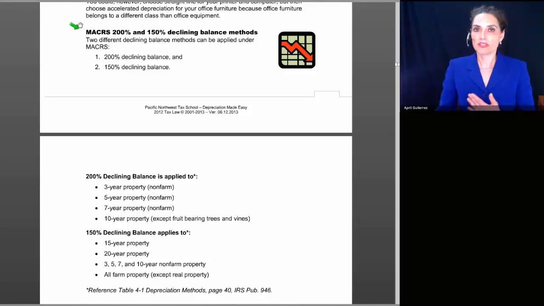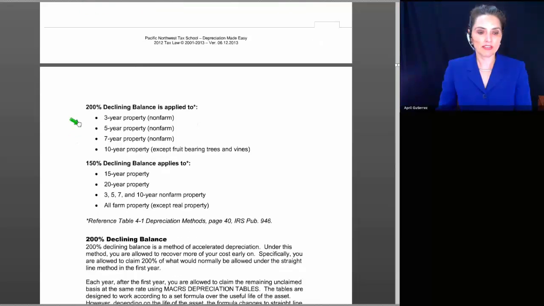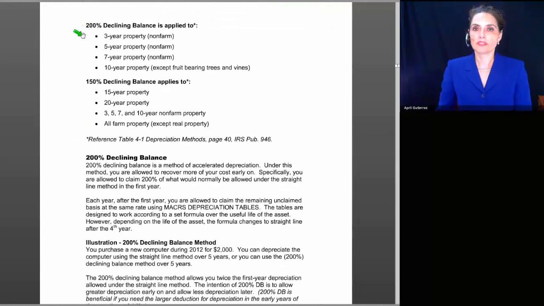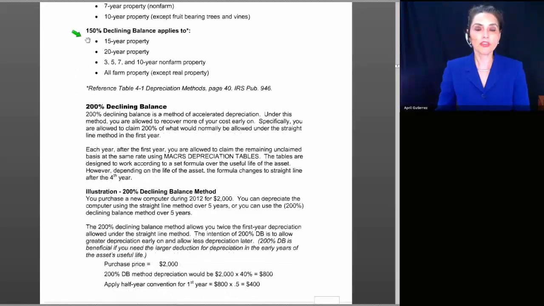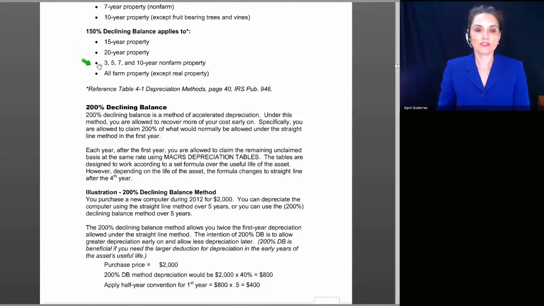So for MACRS, you have a choice with accelerated depreciation. You can claim 200% depreciation, or you can take 150% declining balance. The two different declining balance methods are applied as follows. If you're using 200% declining balance, you can use that for 3-year property that is non-farm, 5-year property non-farm, 7-year property non-farm, and 10-year property except fruit-bearing trees and vines. The 150% declining balance applies to 15-year property, 20-year property, 3, 5, 7, and 10-year non-farm property, and all other farm property except real property.